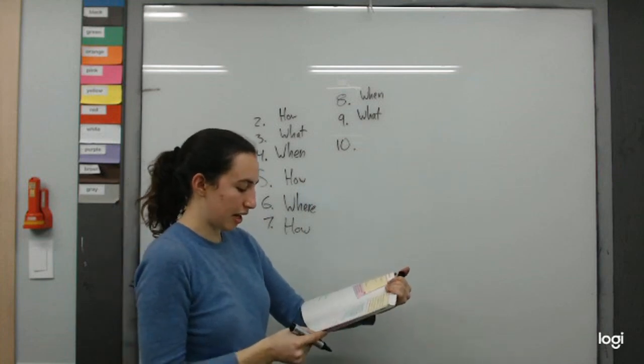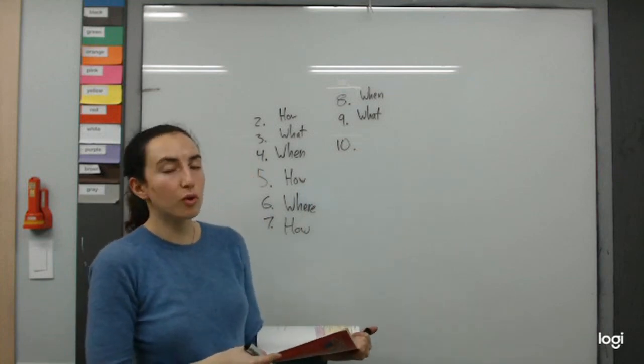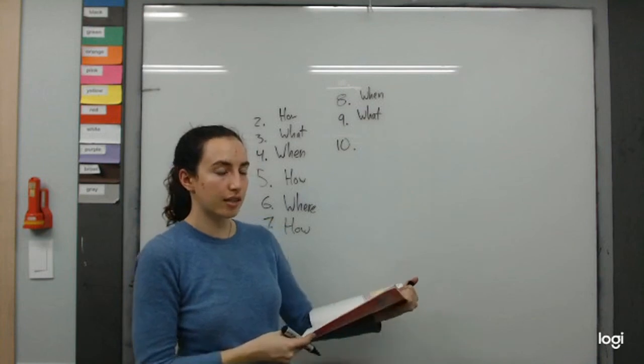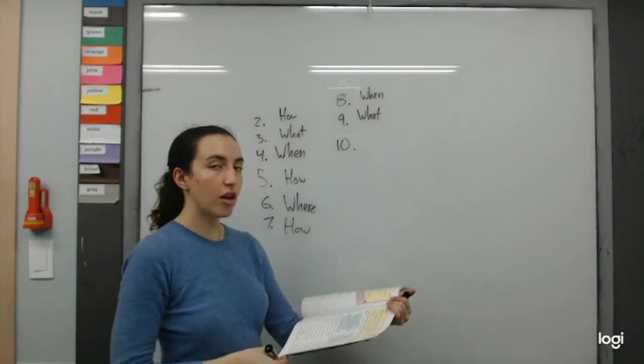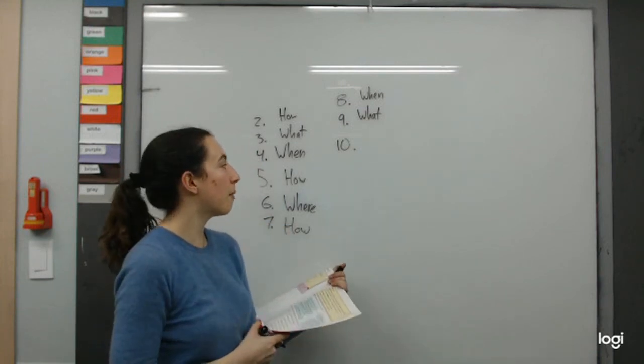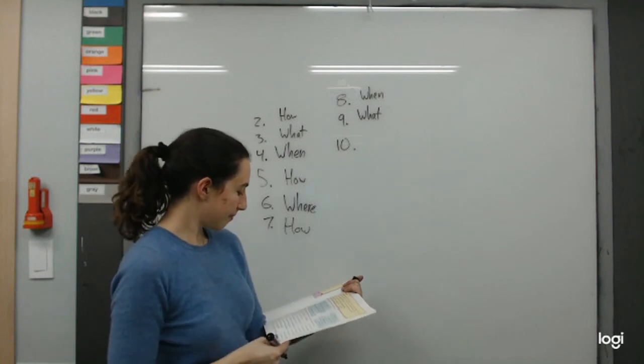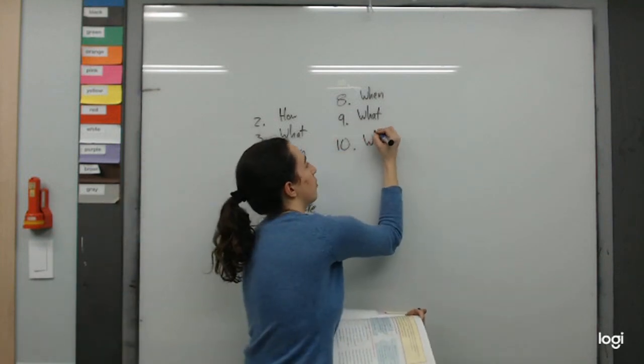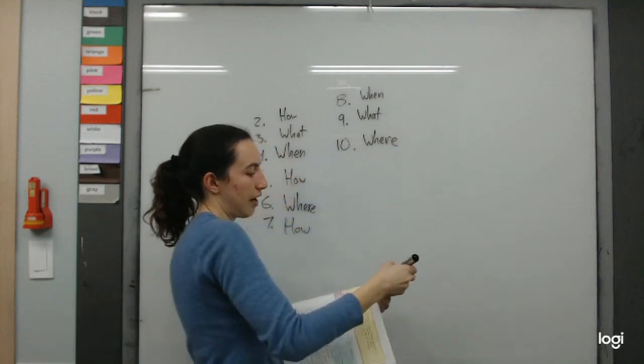Okay, and then number 10, last one. Where was she going yesterday? She was going to school. So, to school is the answer. To school is a place. So, what question word do we use for a place? The answer is where. Okay.